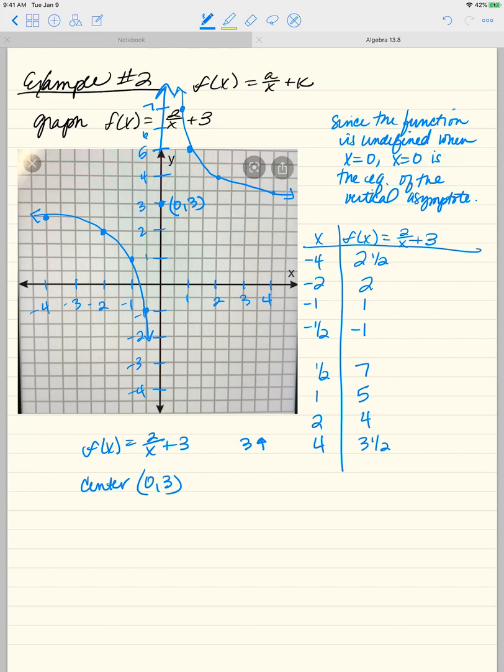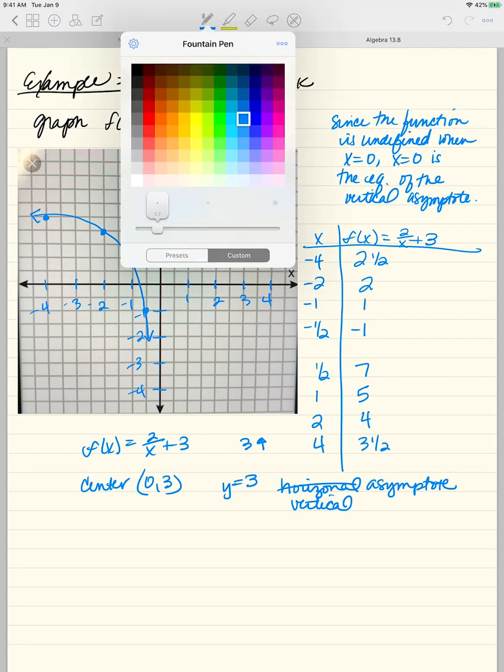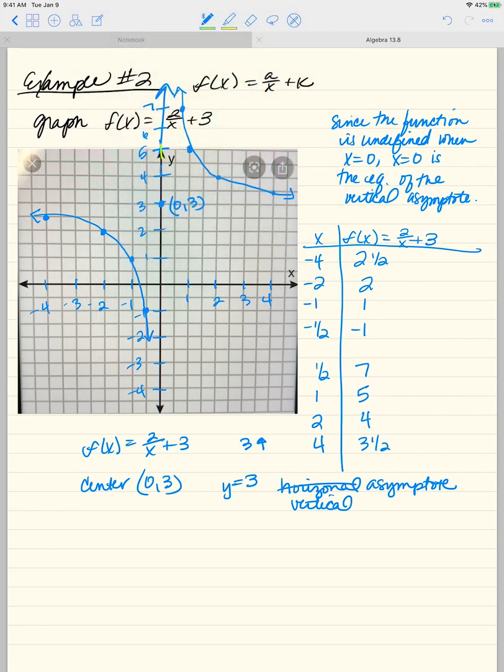And y is equal to 3 is our horizontal asymptote. We draw that dashed line. Y is equal to 3. Sorry, I said horizontal. That's vertical. My bad. Okay, so that's a terrible color for that. Here we go. So here's our vertical, and here is our horizontal.